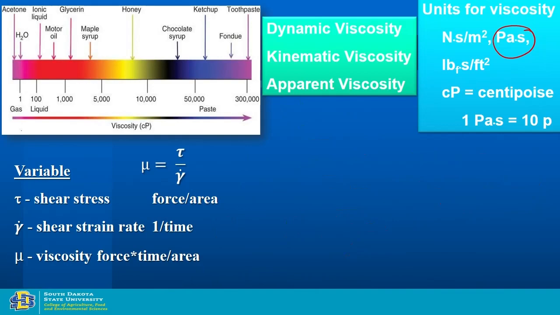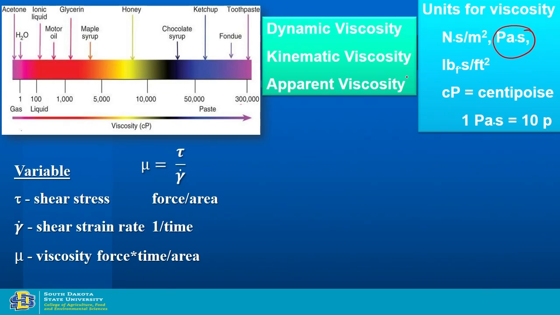So centipoise is a very old unit, okay? But these days we use Pascal times second. That is the proper SI unit for viscosity. So you can see different fluids here. Gas is very low viscosity, liquid is some numbers, and then viscosity of paste and things like that is a much higher number. Shear stress over shear rate gives you the viscosity.